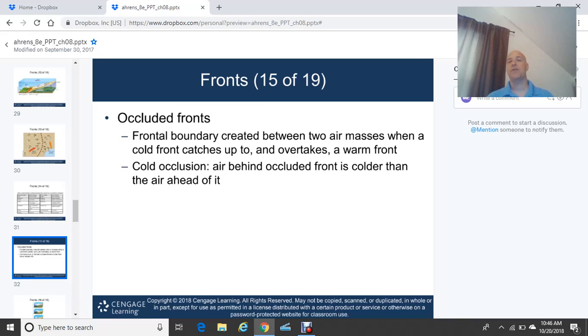So you have two types of occlusions. I'm showing you one of them here, a cold occlusion, with air behind the occluded front being the coldest as compared to air out ahead of it. There's also a warm occlusion as well.